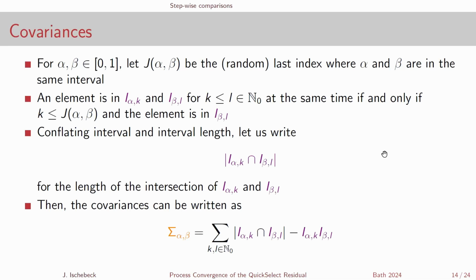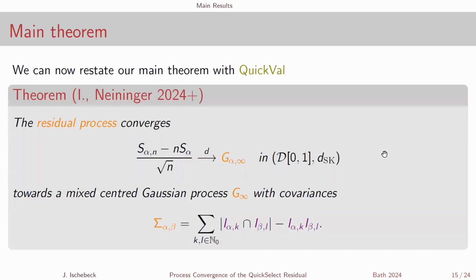But well, writing it like this is a bit tedious. So we just say, well, we know these are not only interval lengths, they are real intervals. So let's just write this for the length of the intersection. I know these are lengths and not intervals, but who cares? So then we can write the covariances much more easily just by writing length of intersection minus product of the interval lengths. And now we have everything that we need to write our main theorem in a better form.